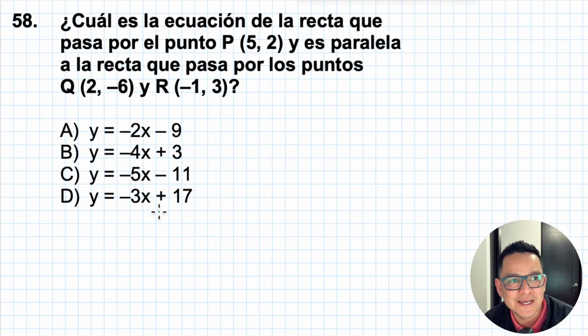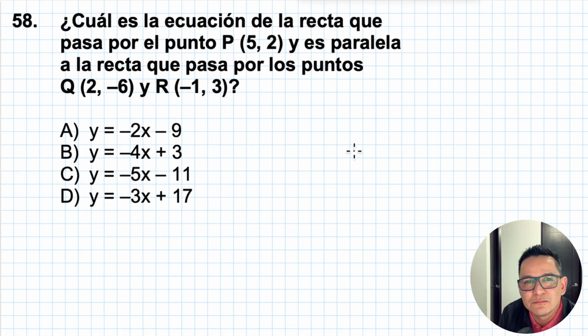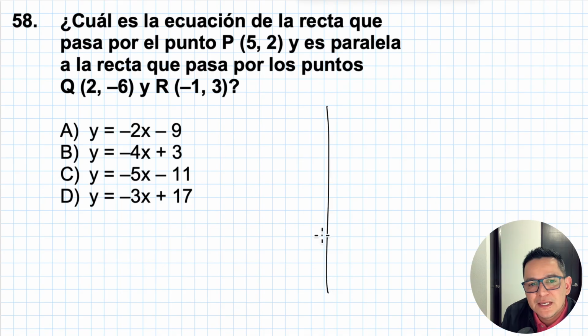Let's move on with exercise number 58, which says, what is the equation of the line that passes through point P minus 5, 2, and is parallel to the line that passes through points Q and R? Well, okay, let's see. Here again it's going to be necessary that, more than making a perfect nice graph, it's important that you imagine the problem. So look, imagine it. I'm going to draw it really quickly now.